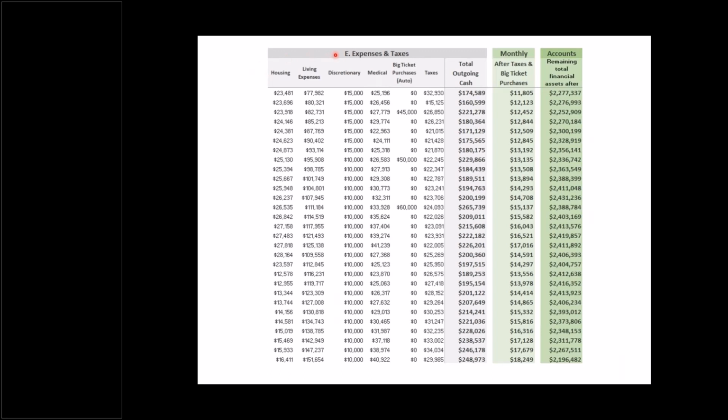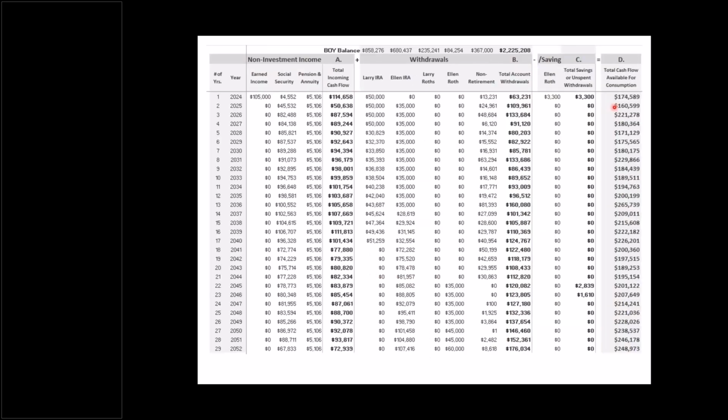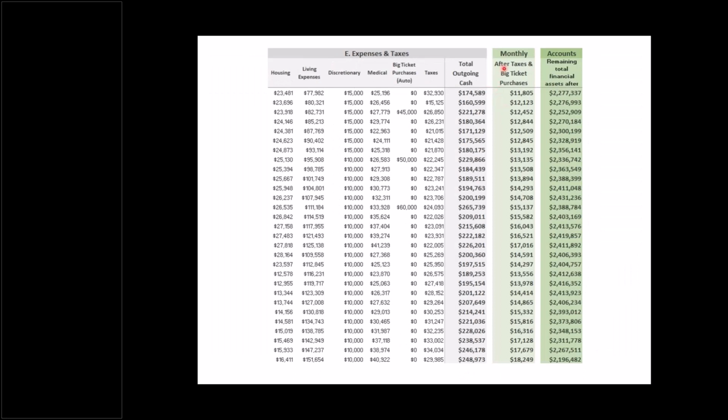Well, this is section E, and we have the different expending categories. They're the exact same expenses we showed before, but they're grouped together into different categories here. And here we see these periodic auto purchases coming through. This gives us our total outgoing expenses. These are going to match dollar for dollar our total incoming cash flow here. And then we can see this monthly amount, which is after any potential auto purchases.